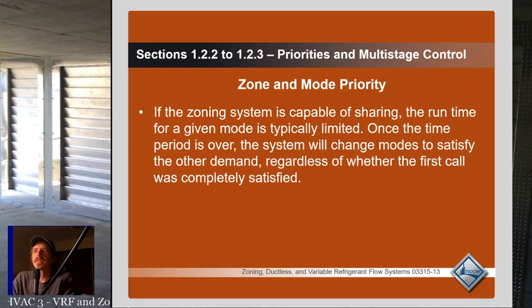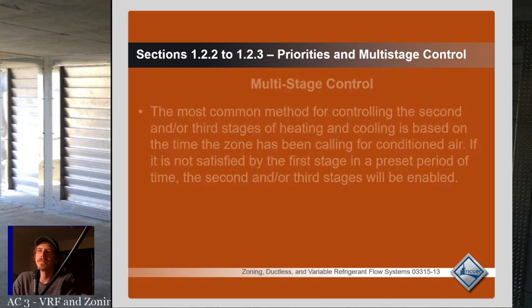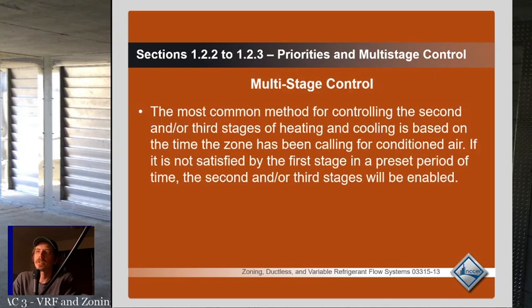That's not the way it should be used anyway. If the zoning system is capable of sharing, the runtime for a given mode is typically limited. Once the time period is over, the system will change modes to satisfy the other demand, regardless of whether the first call was completely satisfied. The most common method for controlling the second and or third stages of heating and cooling is based upon the time the zone has been calling for conditioned air. If it is not satisfied by the first stage in a preset period of time, the second or third stages will be enabled, and that could be 10 minutes, could be 15 minutes, could be 5 minutes. It depends on how many stages you have and how you're set up.